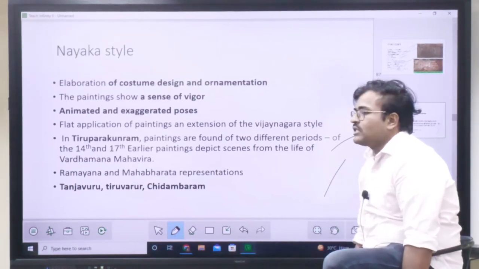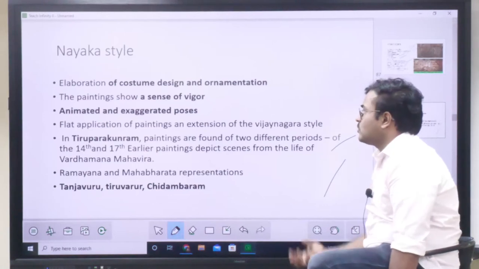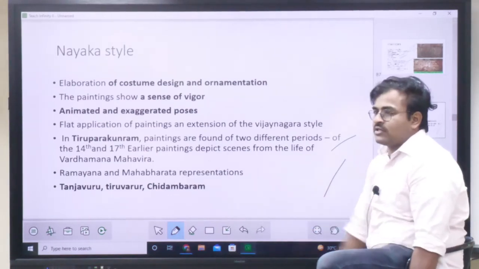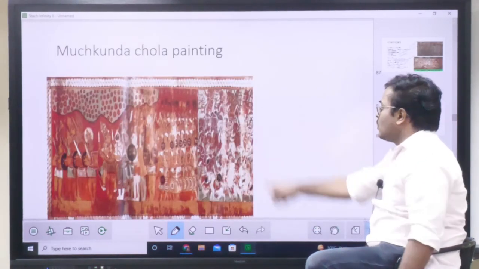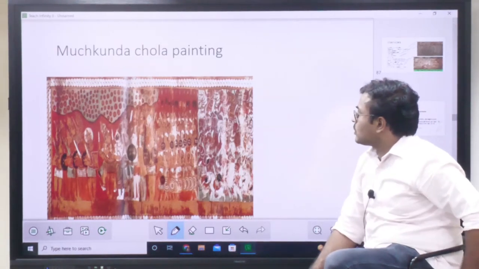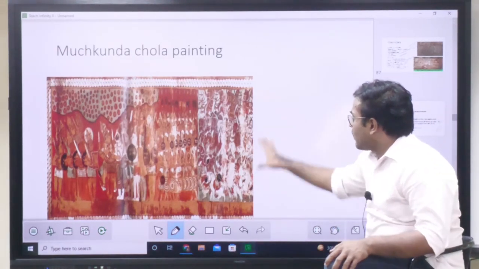Chidambaram Nayakas are different. Tanjavur Nayakas are different. But those Nayakas also continued the same tradition, with over-elaboration of paintings. Just have a look at the painting. This is the painting of Muchakunda Chola. Muchakunda Chola is the painting tradition.